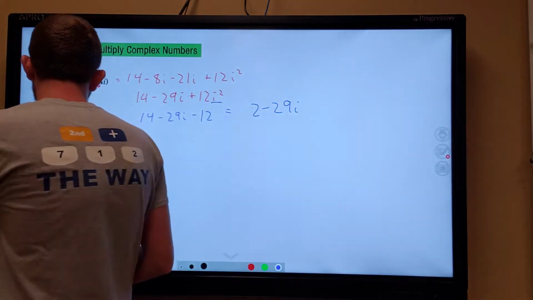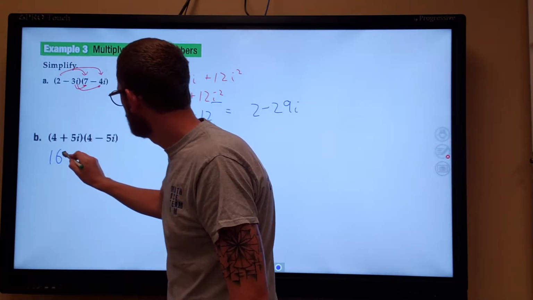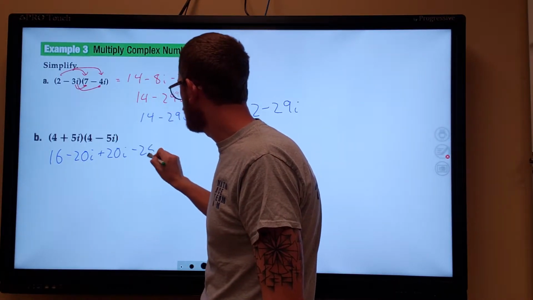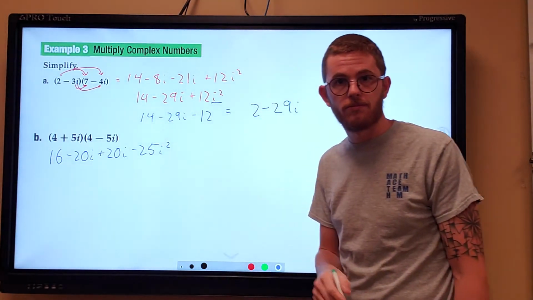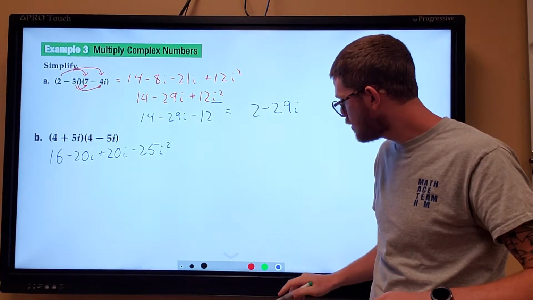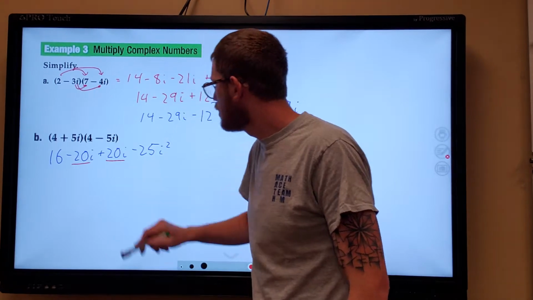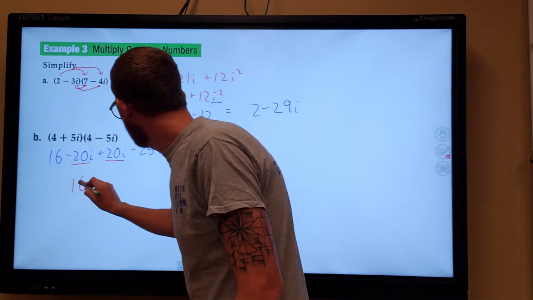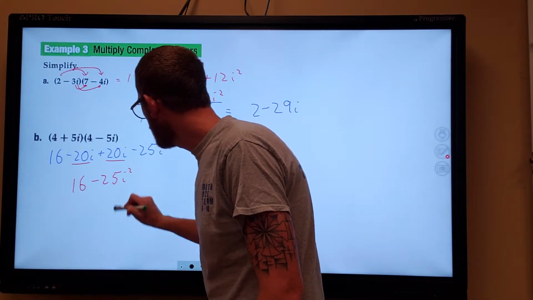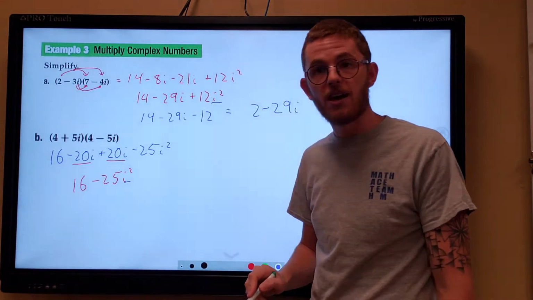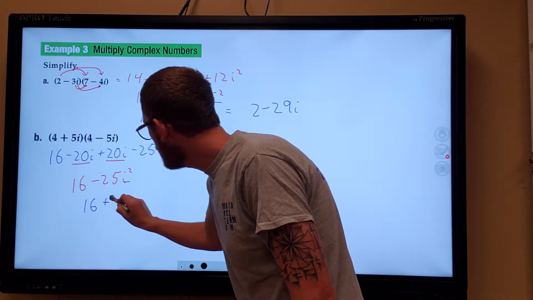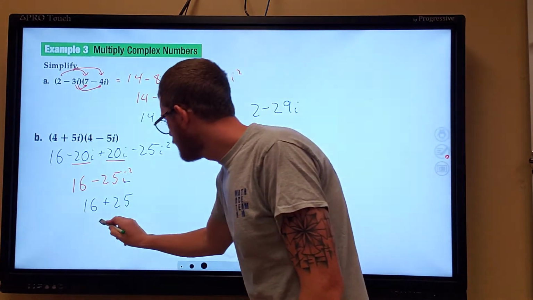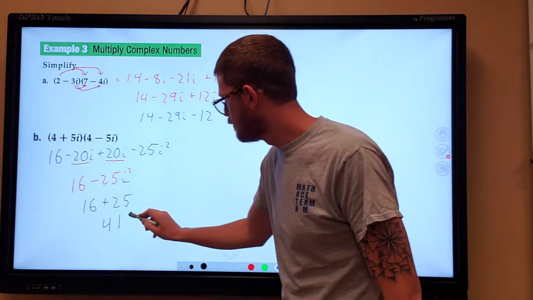We're going to multiply just like before. 16 minus 20i plus 20i minus 25i squared. I distributed, multiplied it all the way out. Notice those middle terms, they are like terms, they cancel out, giving us 16 minus 25i squared. Yes, i squared is negative 1, so this is 16 plus 25, and 16 plus 25 is 41.